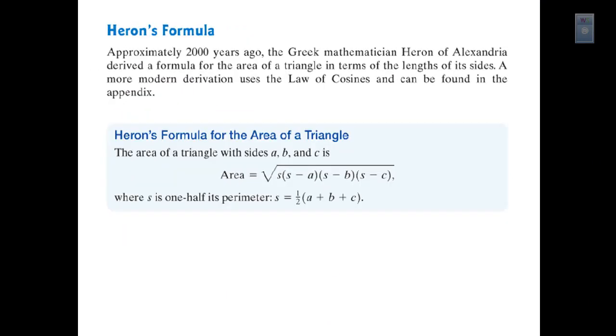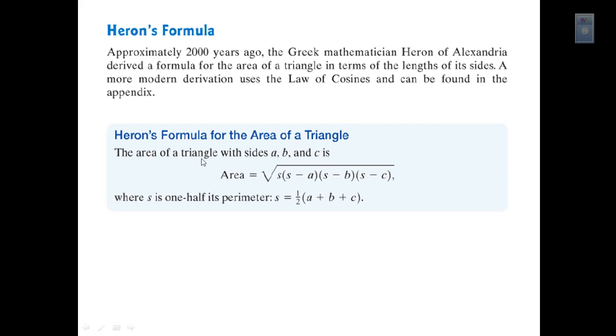Now, we've also got a formula that's kind of derived from the law of cosines, and it's Heron's formula. Approximately 2,000 years ago, the Greek mathematician Heron of Alexandria derived a formula for the area of a triangle in terms of the length of its sides. We don't have to worry about an angle at all. A more modern derivation uses the law of cosines and can be found in the appendix, but this one is the one we're looking at, the 2,000-year-old one.